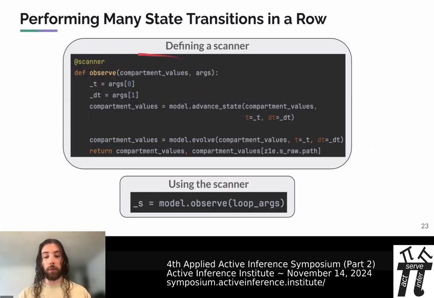We have compartment values, or the model state. And then we have args. The arguments are the keyword arguments for that specific loop in time. So at T0, we would have arg0, T is equal to 0, and DT is equal to, say, 1. At T1, or the second loop through this, arg0 would be 1, and so on and so forth. And we define that down here in loop args, and we'll talk about that in a moment.